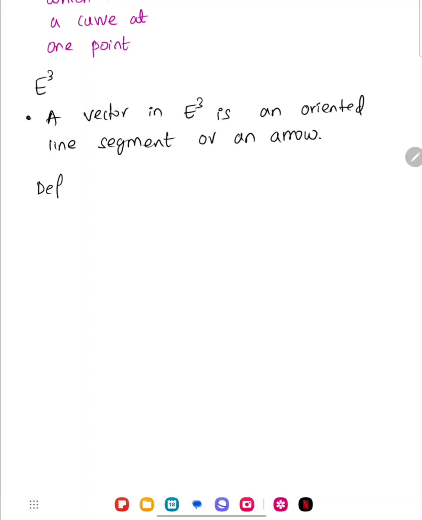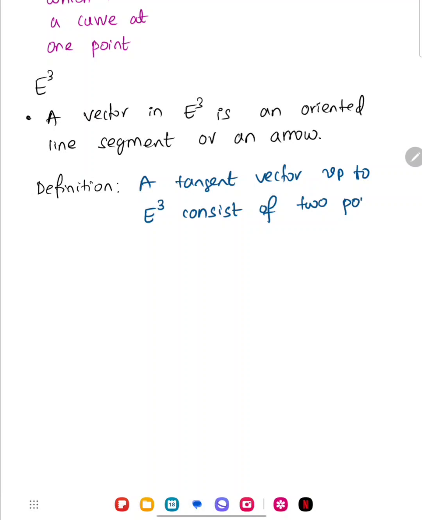Coming to the definition, a tangent vector, which is denoted by VP, to E3, 3-dimensional space, consists of 2 points of E3. One is its vector part V, another one is the point of application P.